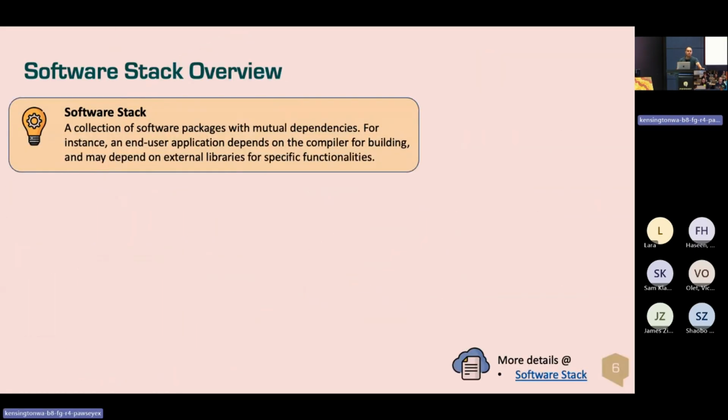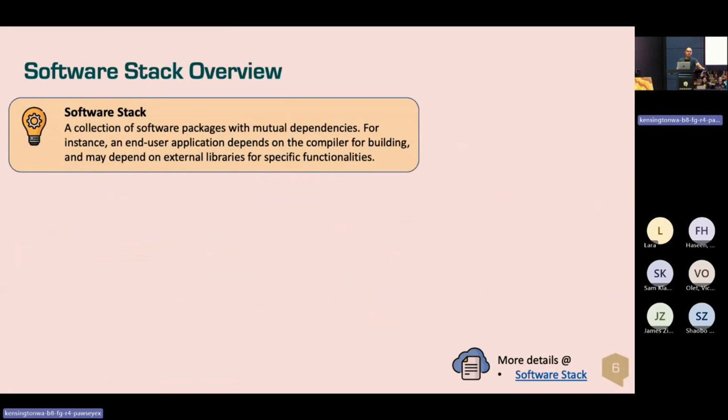So a software stack, what's that? A software stack is a collection of software packages together with all their dependencies. The software stack is made up of end user applications, those applications that you run to analyze data, for instance LAMMPS or VASP, which are molecular dynamics applications. There are various applications for various science domains. You may be familiar with some of them.